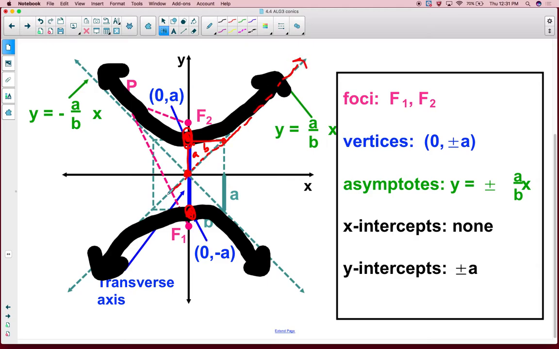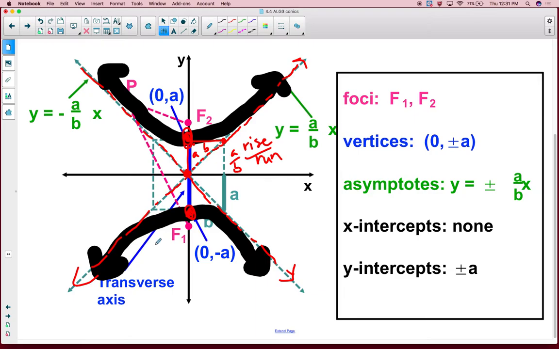Okay, so here are the diagonals of my central rectangle here, and these are going to be my asymptotes. So when you're finding your asymptotes, you're just rising A and you're running B. Just like your slope, rise over run, right? We rise A, we run B.